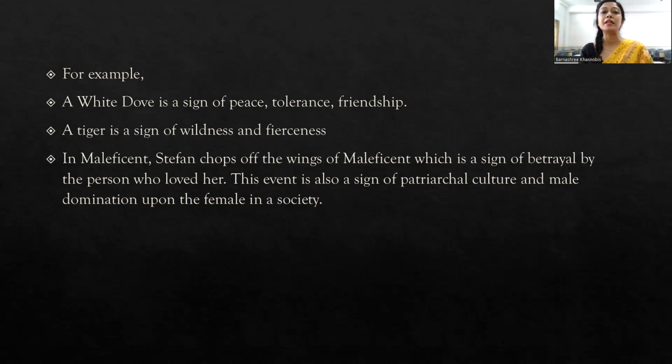Wings are used for flying high. Wings are used for flying. And when I say fly, the signified, the mental concept that you have, is about growth, development. So Stefan chopping off Maleficent's wings is a sign of domination.